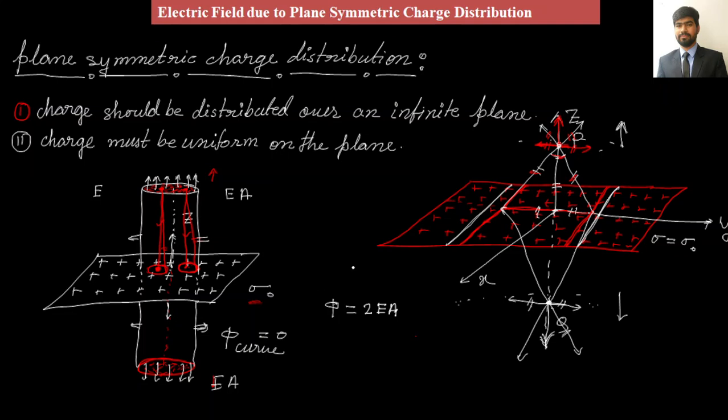Okay, so I think if you know these two important points, what the directions of the electric field above the plane and below the plane will be, and how to construct a Gaussian surface for the plane symmetric charge distribution in order to calculate the electric field using Gauss law, then I think we can easily calculate the electric field for this type of symmetric charge distribution.